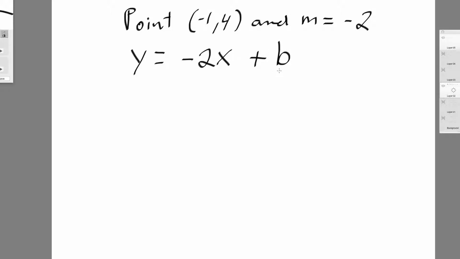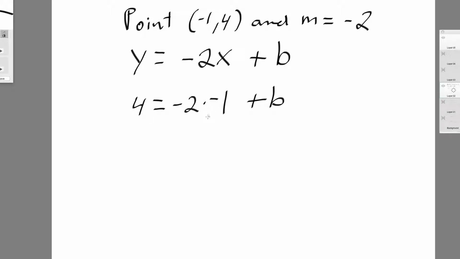We don't know what b is, but we have one of the points. We know a possible x and y value for this line. So that's one of the points on it. So y is 4, and x is -1. So 4 equals -2 times -1 plus b. Well, we can solve this and find out what b is through this solution.